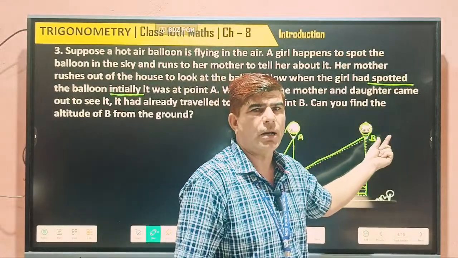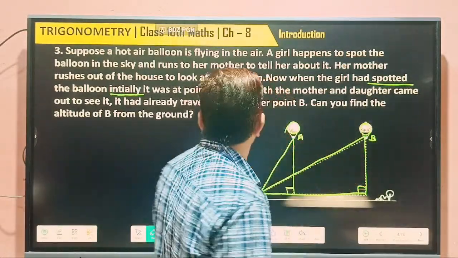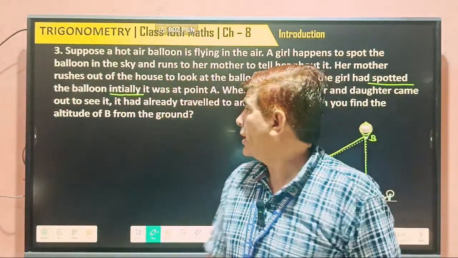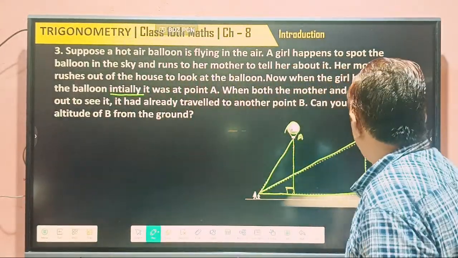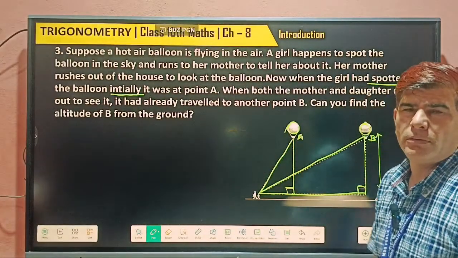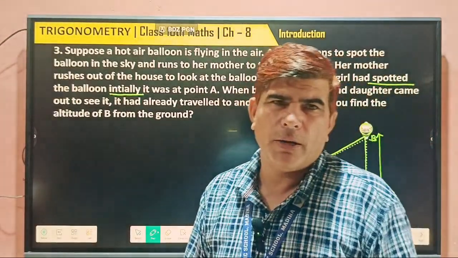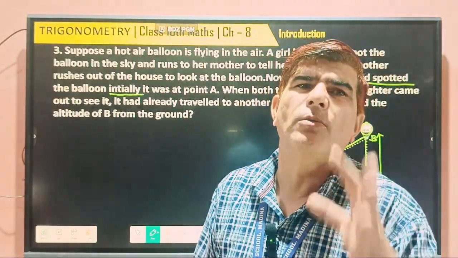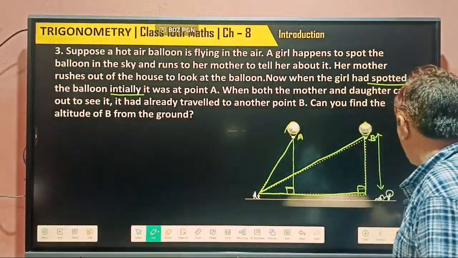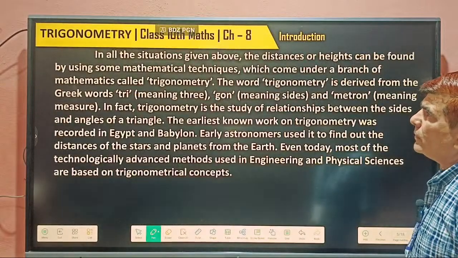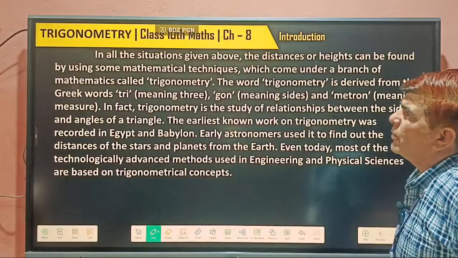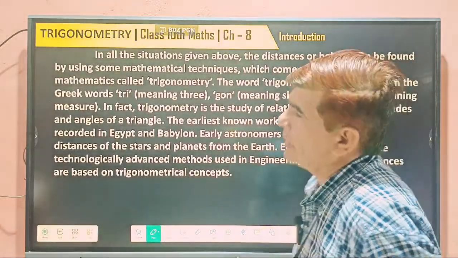It reached here. After some time, can you find the altitude? Altitude means height. You have to find the altitude of B from the ground. Are you able to find it? No, we will be able to find it with the help of trigonometry only. So the three situations are understood. Here is the use of it. In all the situations given above, the distance or height can be found by using some mathematical techniques.